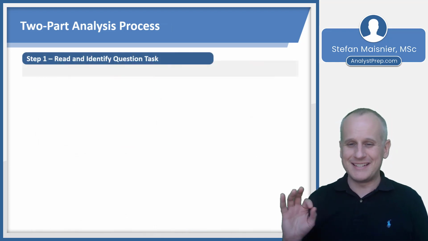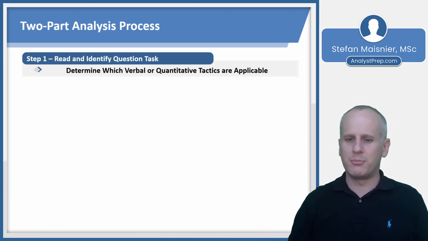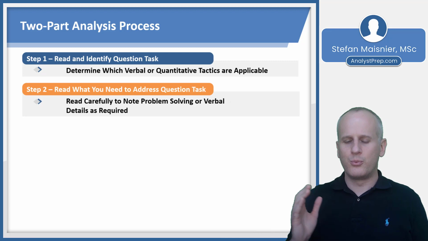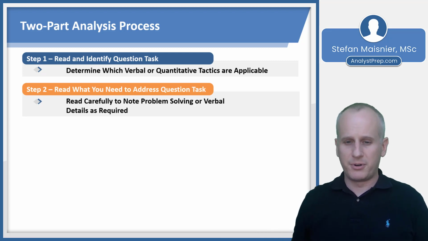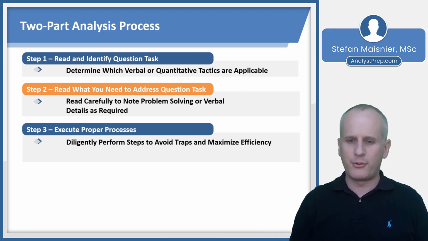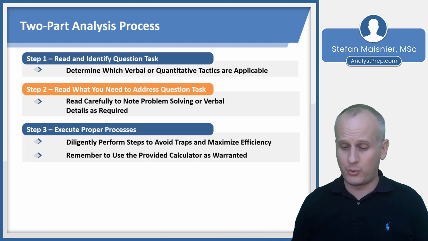So let's talk about the processes that we just went through. First, we have to read and identify the question task to determine which verbal or quantitative tactics are applicable to that specific problem. Then we need to read what we need to address the question task. So read carefully to note the problem solving or verbal details as they're required. Then step 3 is to execute those proper quantitative or verbal processes. Diligently perform your steps to avoid traps and to maximize efficiency by just doing things once. And remember to use the provided calculator if it's warranted, because you don't have to do the mental math in this section, whereas you do for the quantitative.